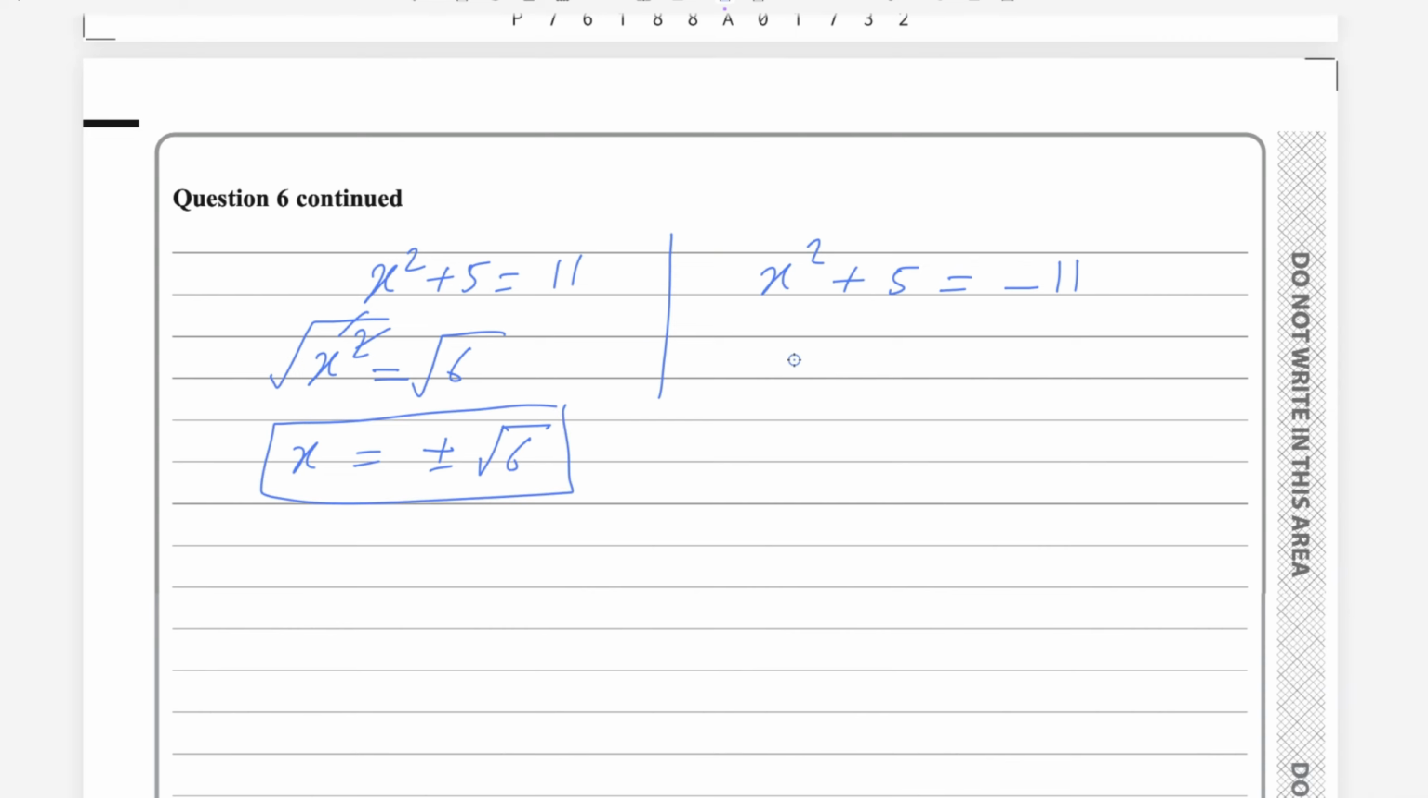The other result we will get from here: x squared equals minus 11 minus 5, which makes it minus 16. In real numbers we cannot take the square root of negative numbers. Therefore we can reject this value. Hopefully you understand why we are rejecting, because we cannot take the square root of negative numbers in real numbers. So these are the only answers for the last part of this question. These are two solutions for this part.